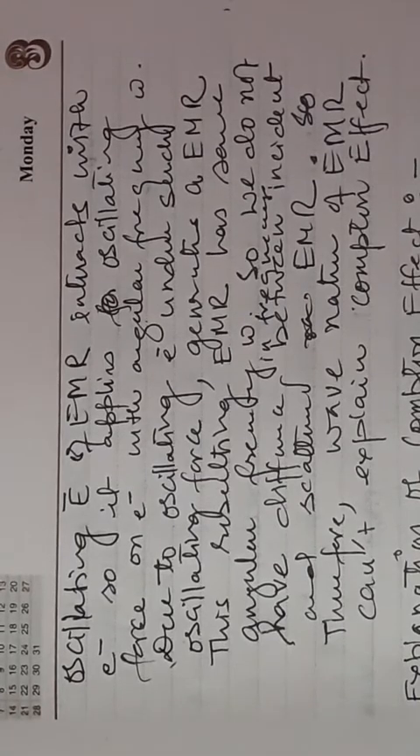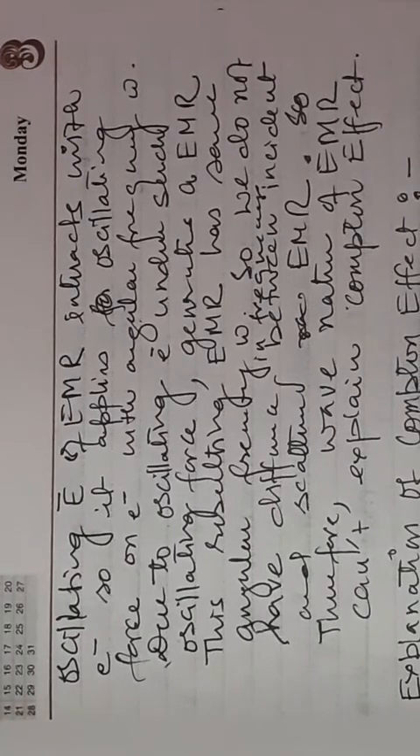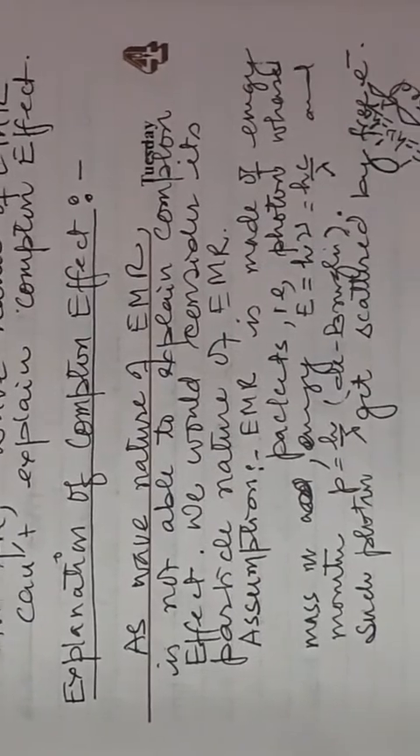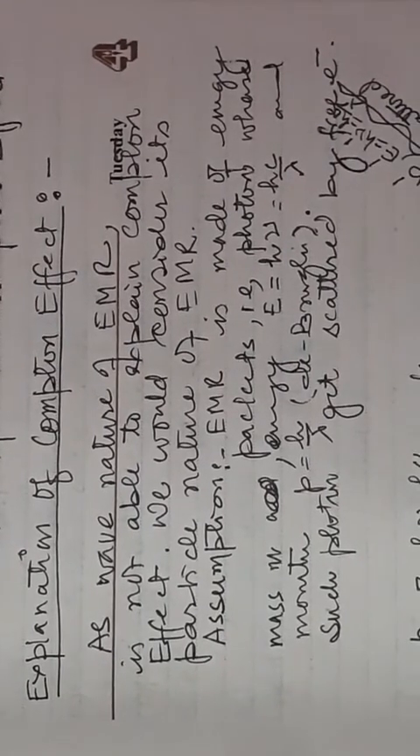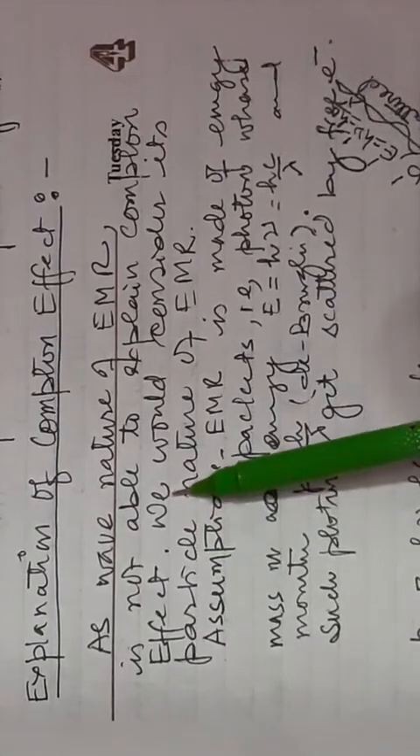So how do we explain? The Compton effect can be explained on the basis of the particle nature of the electromagnetic radiation. As the wave nature of electromagnetic radiation is not able to explain the Compton effect, we would consider its particle nature. Now the assumptions are there.